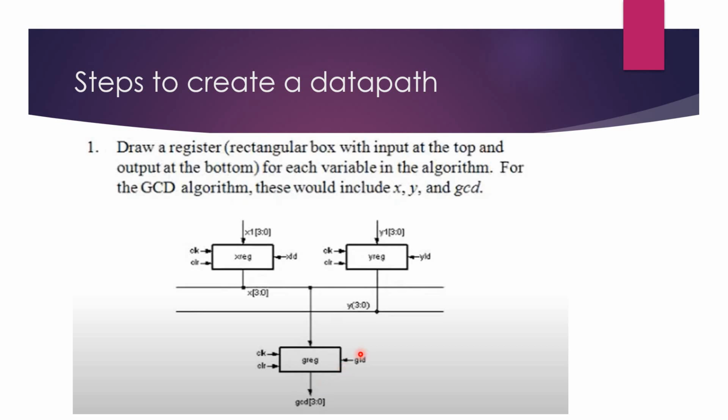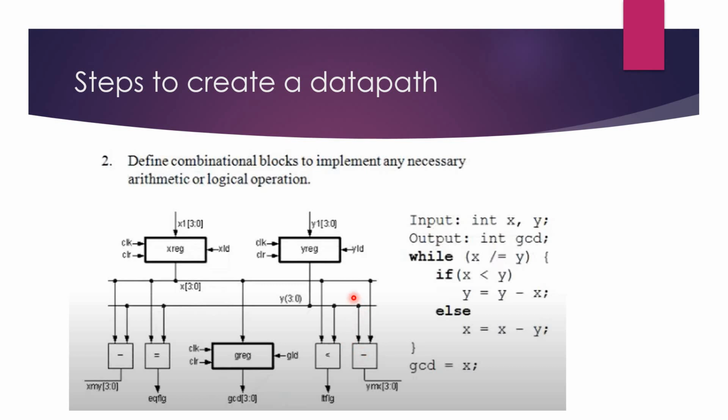Any questions, please ask. Now what do we do? Now we have to define the combinational blocks to implement the necessary algorithm. So this is the algorithm that you have. So what are the operators we have here? Can you please answer? How many operators are there in this particular code? Please start. What are the operators you can see? I need answers.